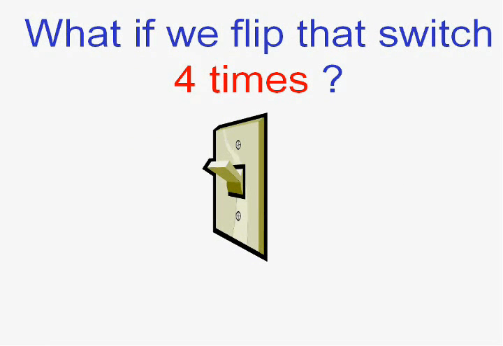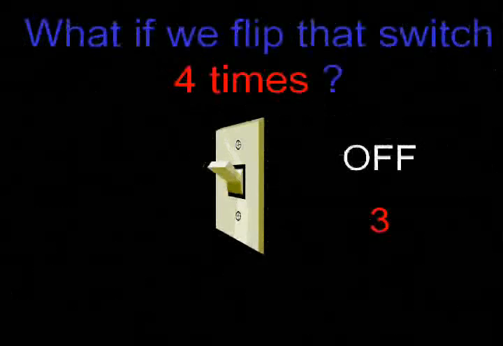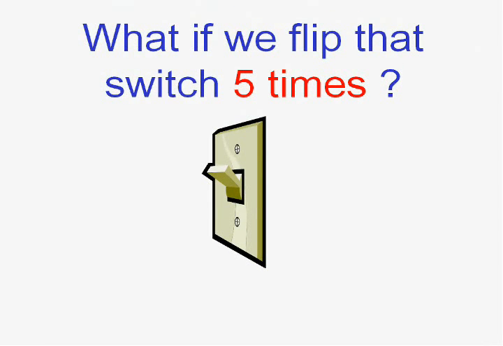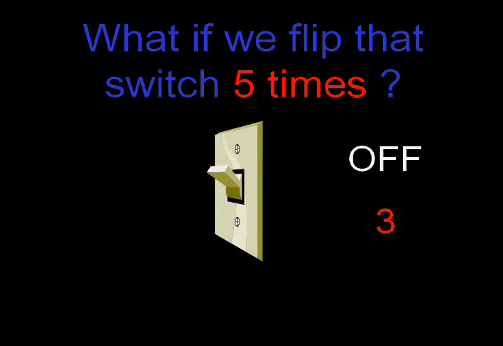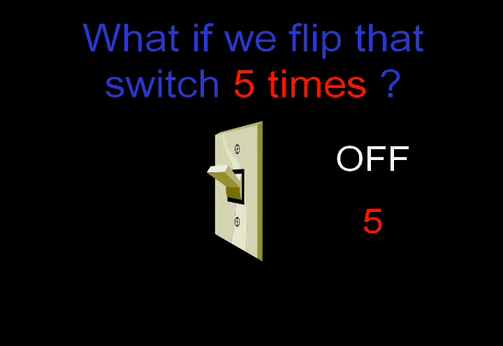Hey Doc, wait. I want to ask you something. What if we flipped it 4 times in a row? What would happen? Off for 1, back on for 2, off for 3, back on for 4. When we hit it 4 times, we ended up back on, didn't we? What if we flip it 5 times? We're going to break the switch, but let's just do it. Once is off, twice is on, 3 times is off, 4 times is on, 5 times. I couldn't resist, but 5 times is off.